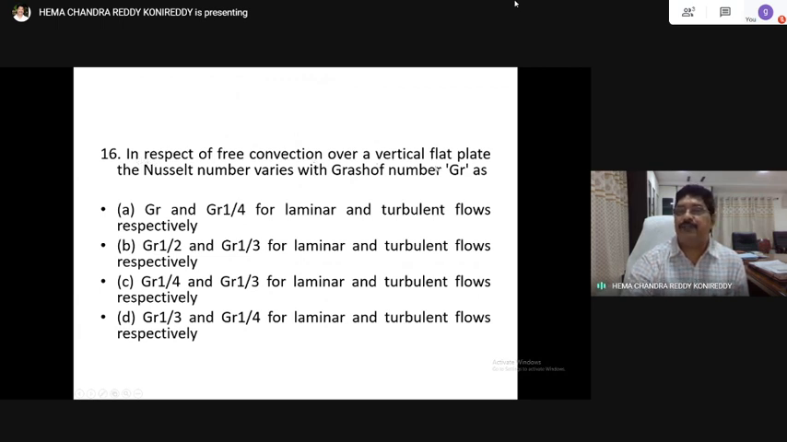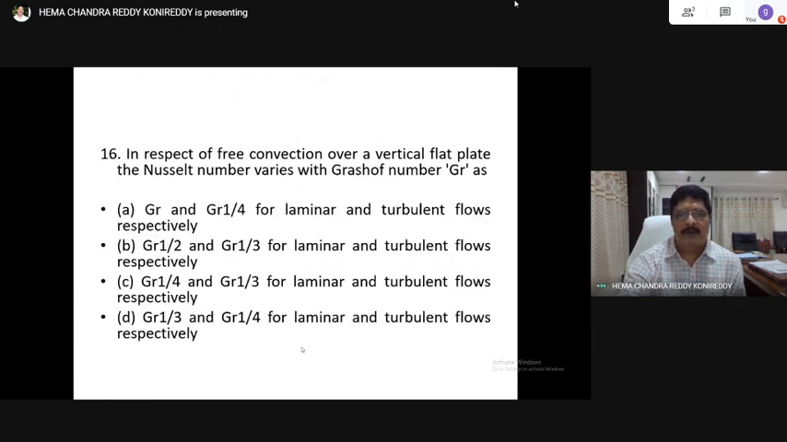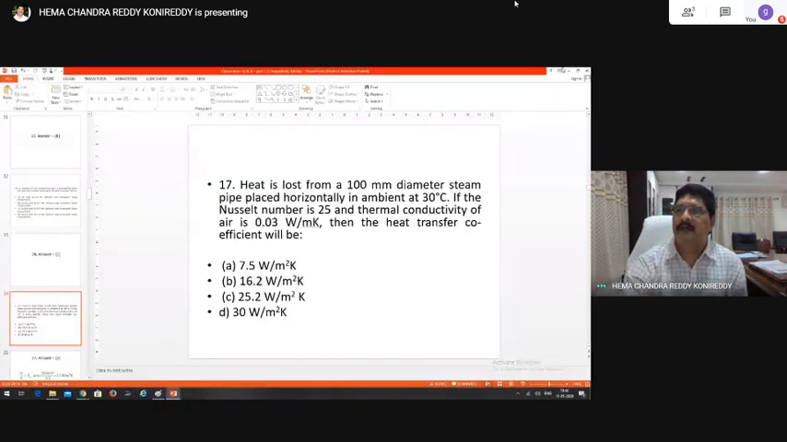In respect of free convection over a vertical flat plate, the Nusselt's number varies with the Grashof number as, Nusselt's number is equal to 0.59 GrPr whole raised to the power 1 by 4. That is the equation, and therefore you need to know both the correlations. Maybe you want me to show the correlations? I will show the correlations.